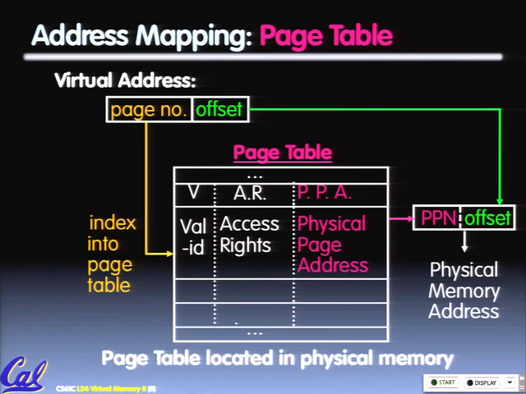Here are some interesting things. One, we saw valid. Valid means: are you resident or not? Are you in physical memory or not? We also saw these access rights. That protection means we can actually determine whether a page is read-only: is there a read bit, can you read or not? Can you write to this page or not? Can you execute that page or not?